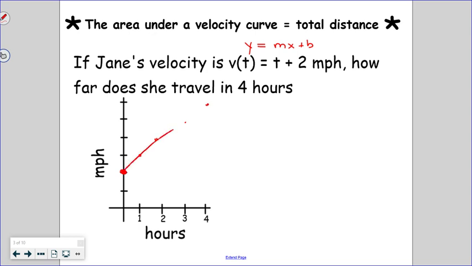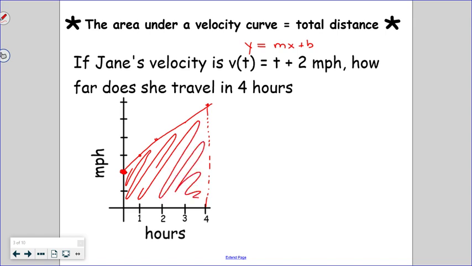And that would be a picture of our velocity curve this time. And what we just learned is that the area under this curve, so connecting that to our x-axis, this area right here will be the same as the total distance traveled. But this is a little bit different than a rectangle. What shape are we now looking at? Triangle plus a rectangle.